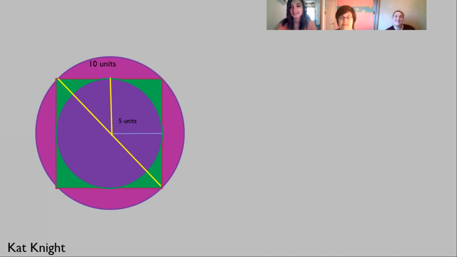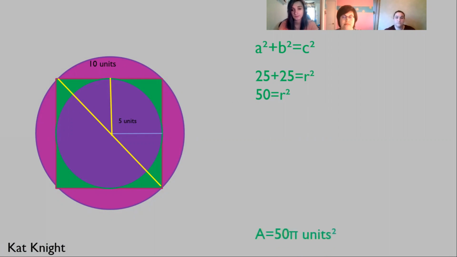And so we're going to go ahead and use the Pythagorean theorem to find this missing length of this triangle. And the missing length of the triangle is very important because that's the radius of our bigger circle. So we're going to use our Pythagorean theorem and plug in our numbers, which is 5 squared plus 5 squared. I went ahead and wrote 25 equals r squared. And I'm going to cheat a little bit and say 50 equals r squared because I know that r squared is going to be within that formula that we need to find our area. So we get our area equals 50 pi units squared.